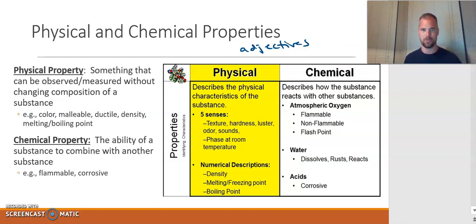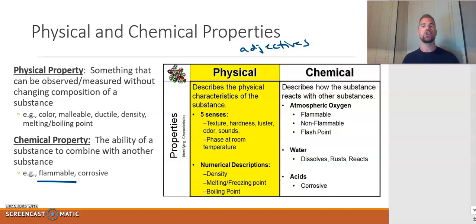Contrast that with a chemical property. A chemical property is the ability of a substance to combine with another substance. In other words, a chemical property is a way to describe matter or describe how the substance reacts with other substances. So, an example. If I were to say something was flammable, that is a way of describing matter. But there's no way I would have known just by looking at it that something was flammable. The only way I'm going to know that it's flammable is if I interact that matter with fire.